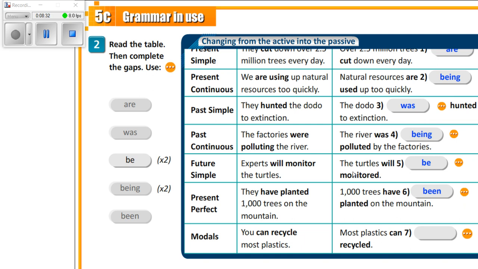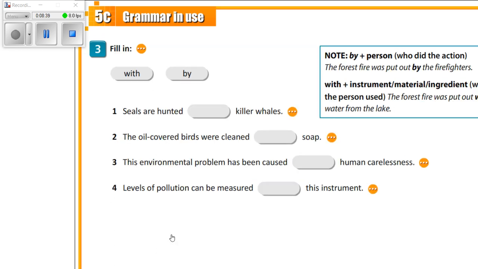You can recycle, so you can be recycled. Most plastics can be recycled. That's great. Okay, let me say something: "by" comes before the person who did the action. The forest fire was put out by the firefighters. But "with" comes before an instrument or material or ingredients, what the person used. The forest fire was put out with water from the lake.